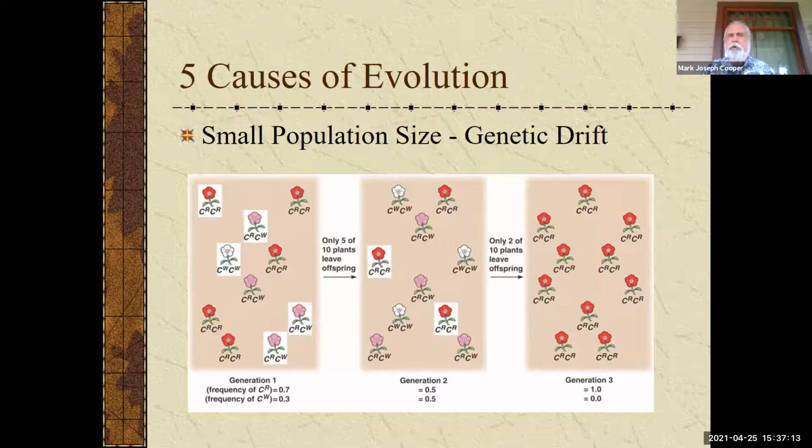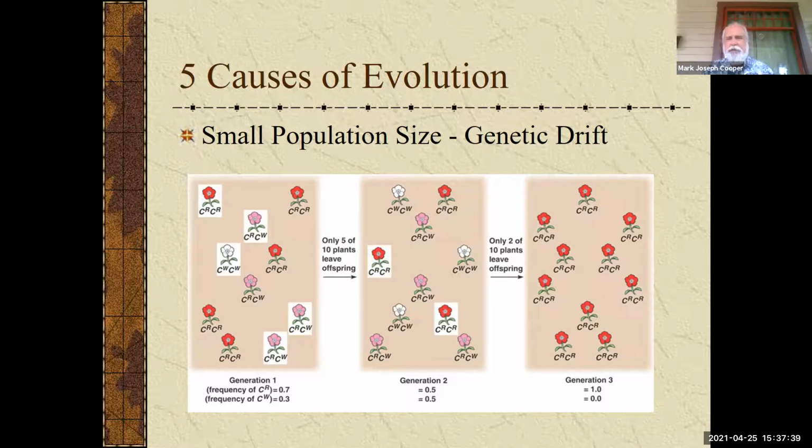All right, small population size. Remember the other one was large population size. With a small population, you get something called genetic drift, and genetic drift is just changes due to random chance. So here they're showing you we have red, we have white, we have pink. And if you have a low number, only 5 plants survive, or maybe 2 survive, it's red by just random chance.